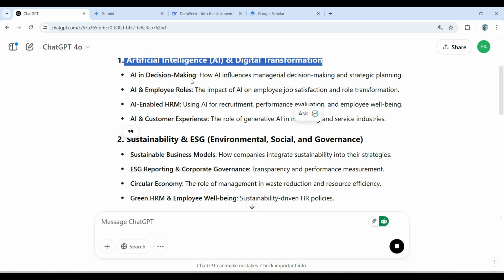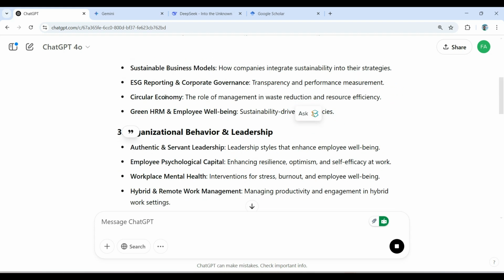So AI in decision making can be a good research topic. AI in employee roles can be a good research topic. AI-enabled HRM, AI in customer services. So it's all about AI that ChatGPT has suggested. Again, sustainability-based topics. These are evolving research areas, and it is always due to the SDG, or Sustainable Development Goals. This research area is always in demand.